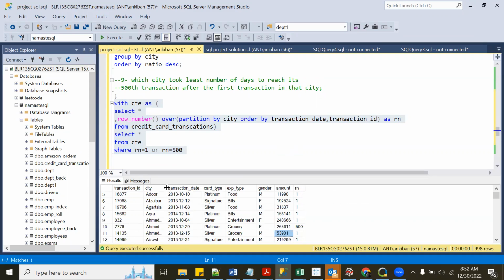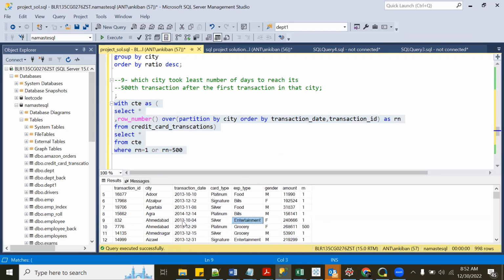For example, for Ahmedabad, we have both the transactions. So we have only two rows now maximum, either one row or two rows, isn't it? Wherever we have less than 500 transactions, we will have only one row, RN 1. Whichever city has reached 500 transactions, for those we will have two rows. So far, are we clear?